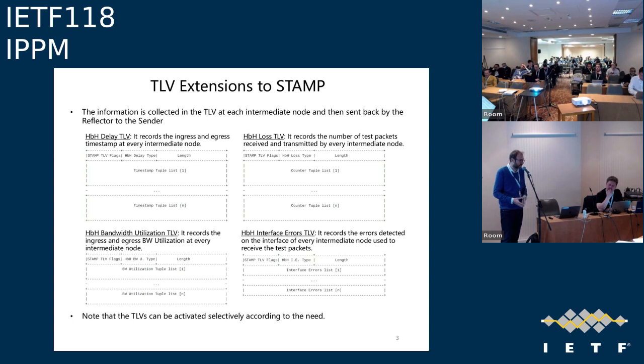We started with 4 TLVs: the hop by hop delay TLV that aims to record the ingress and egress timestamp at every intermediate node; the hop by hop loss TLV that records the number of test packets received and transmitted by every intermediate node; the hop by hop bandwidth TLV that records the bandwidth utilization; and the interface errors TLV. Of course, this is only a first proposal. We are open to add additional TLVs or to improve these, so we are open for feedback. Of course, these TLVs can be activated selectively according to the need and what we want to monitor, so we don't need to activate all the TLVs together.